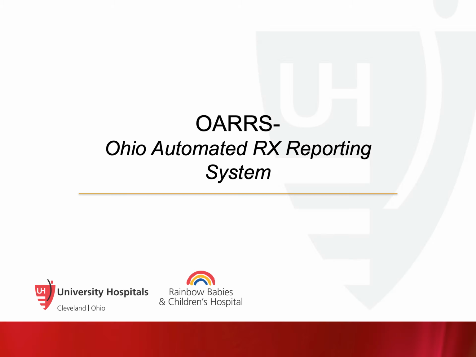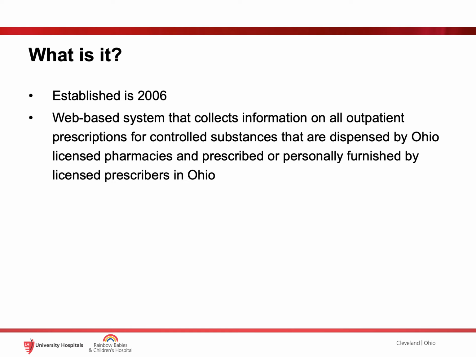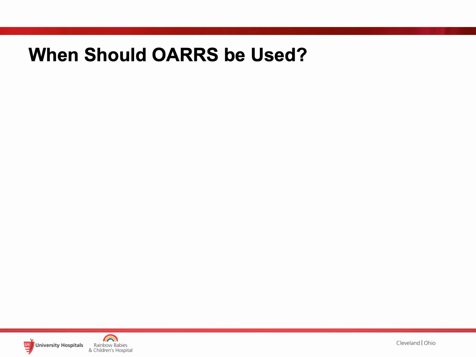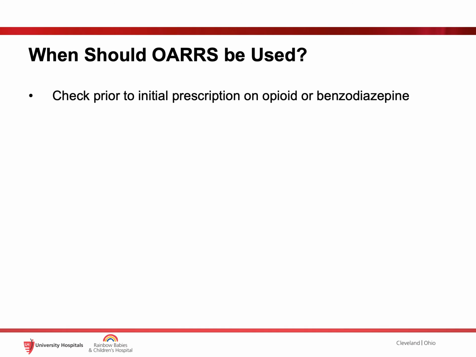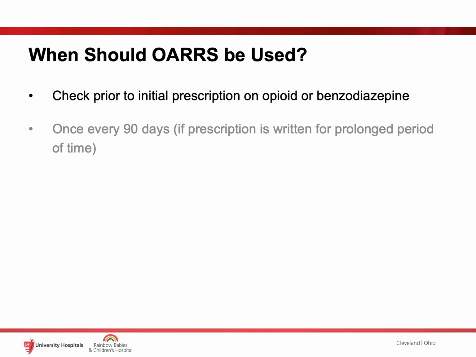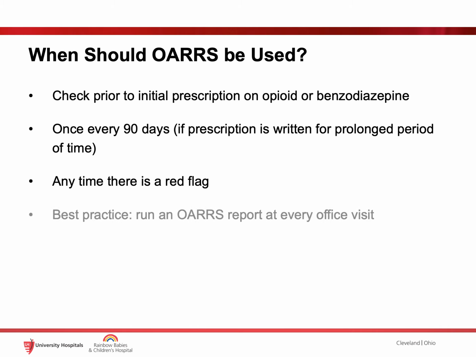So OARRS, everyone should be aware of what OARRS is, but it's the Ohio Automated Rx Reporting System. It was established in 2006, and it is a web-based system where you can look and see all outpatient prescriptions of controlled substances that are dispensed and prescribed within Ohio. So when should the OARRS be used? It should be used prior to any initial prescription, every 90 days, and at any point that you feel there is a red flag. The best practice is just to run an OARRS report at every office visit.